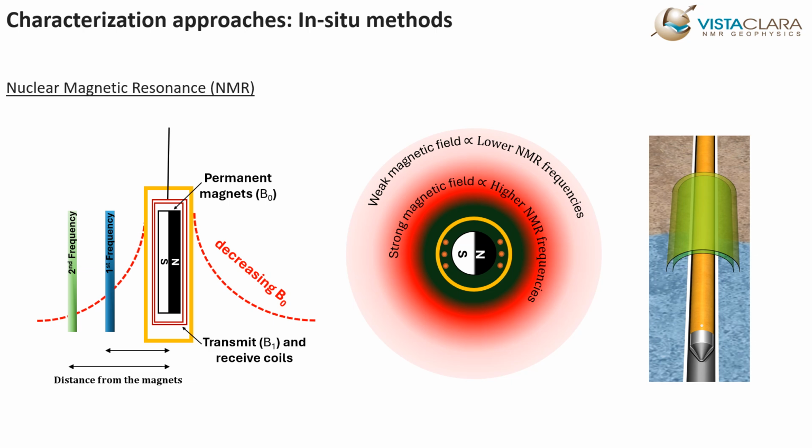Here on the right you can see an illustration of the NMR tool. The NMR tool directly measures the hydrogen in the formation fluids within the formation. This green shell shows the zones of investigation. These zones are tuned in a way that they are focused directly within the formation, outside of the zone of disturbance from the drilling.